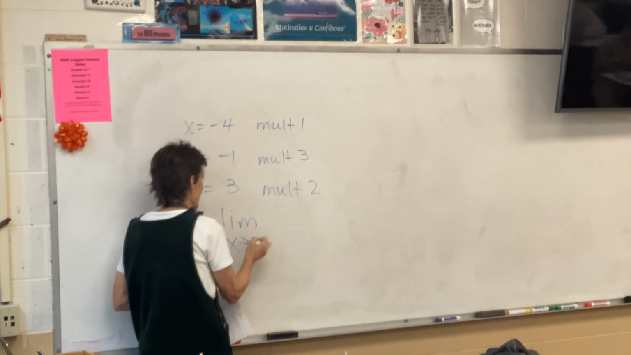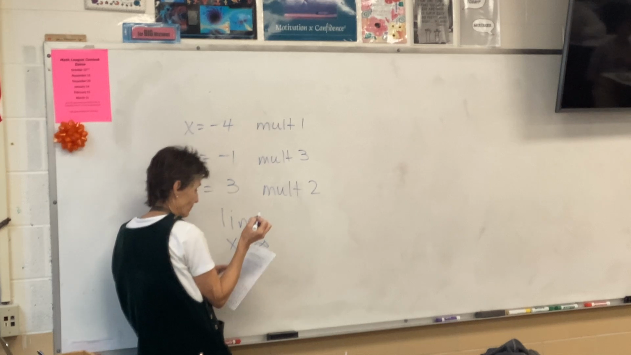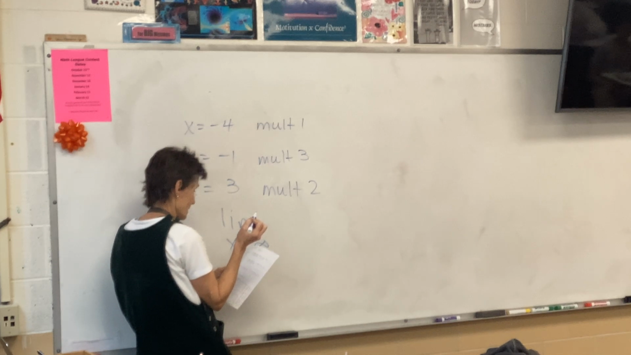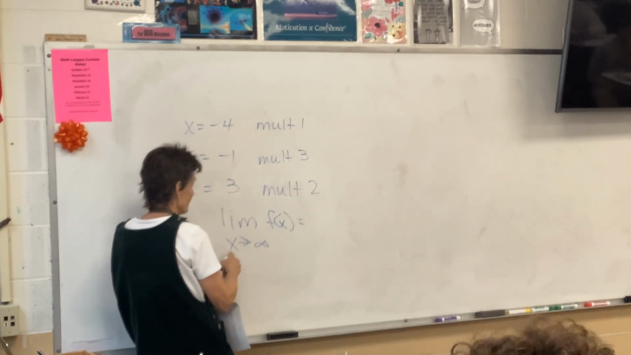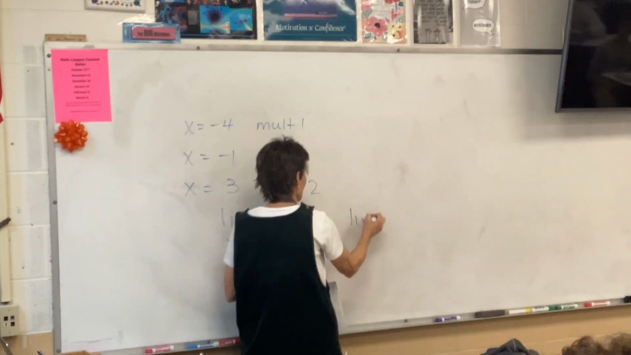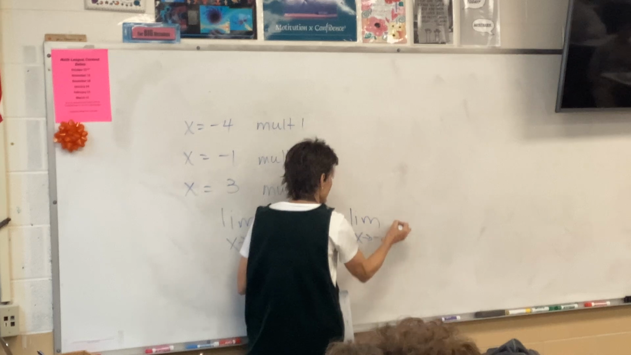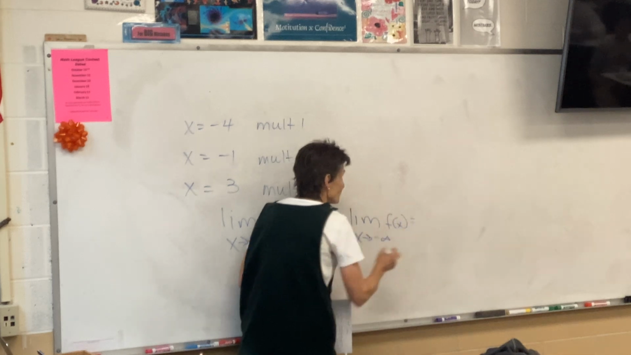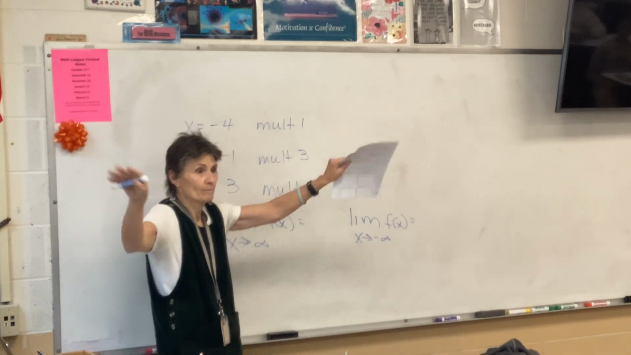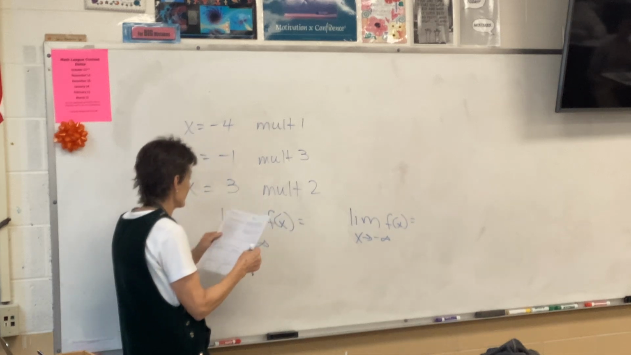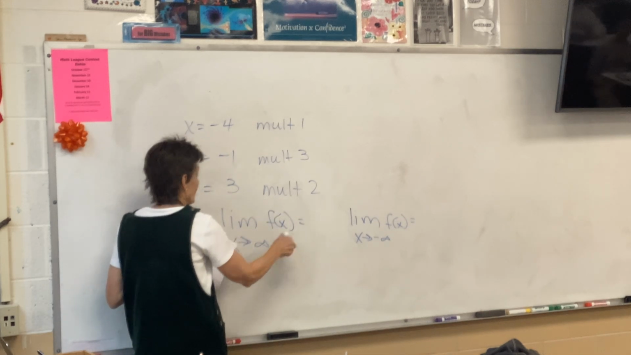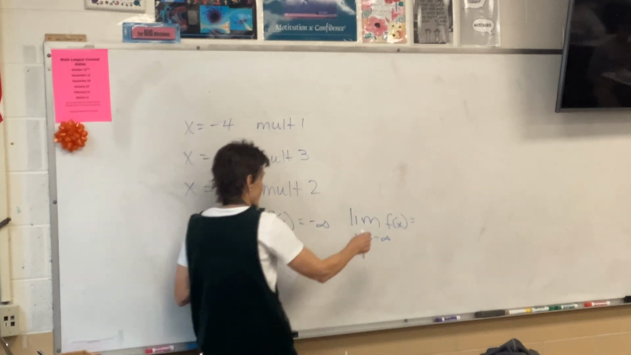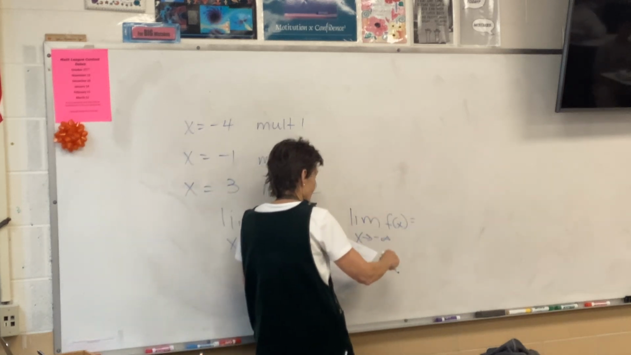Use limits to describe the end behavior. Does this function have a name? Nope. Call it f. So we're going to have the limit as x approaches infinity, and the limit as x approaches -infinity. Right? End behavior. So tell me about positive infinity. What's happening that way? Negative infinity. And what about negative infinity?